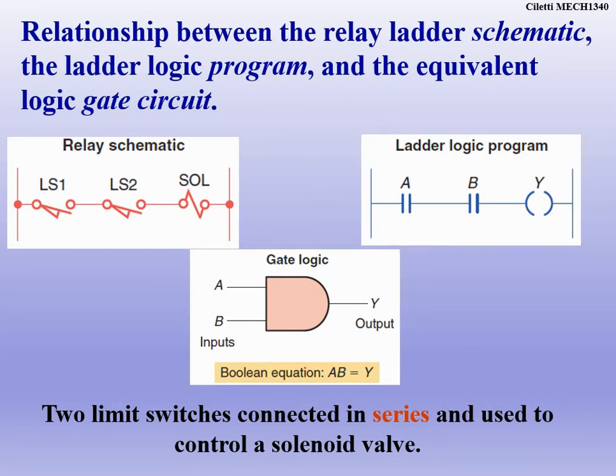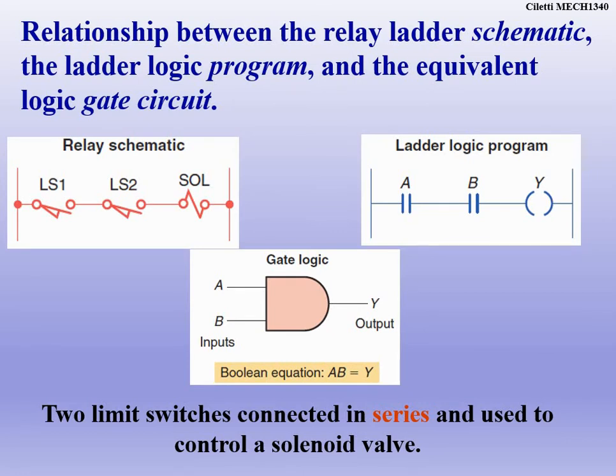So if we take a look at the relationship between schematic and ladder program logic. If we look at something schematically on the left, we can see that there's limit switch 1, limit switch 2, and a solenoid. So that would mean what? Limit switch 1 and limit switch 2 have to be closed for the solenoid to turn on. That's really what that means. In ladder logic, it would be what you see on the right, where we have normally open A, normally open B, and our coil for Y.